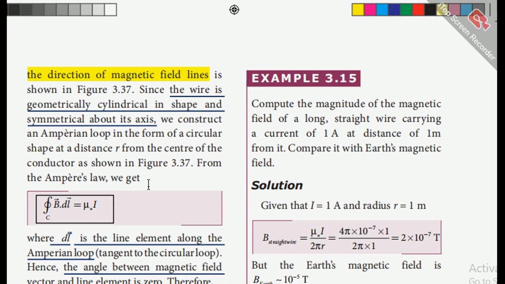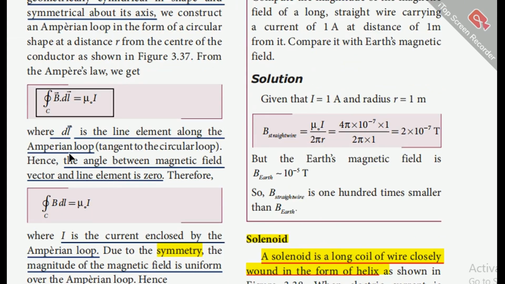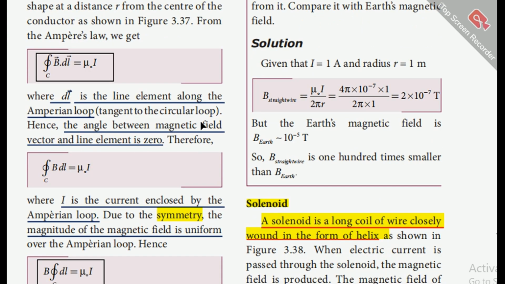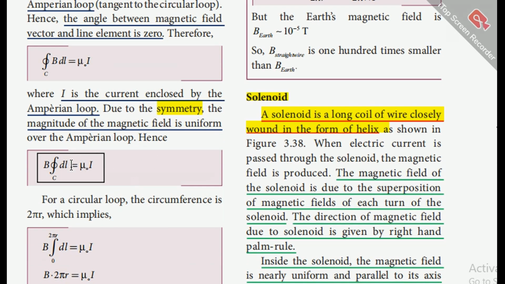From the Ampere's law, we get this expression closed integral B dot dl equal to mu naught I. dl is the line element along the Amperian loop, which is tangent to the circular loop. Hence, the angle between the magnetic field vector and line element is 0. Therefore, closed integral B dot dl equal to mu naught I, where I is the current enclosed by the Amperian loop. Due to the symmetry, the magnitude of magnetic field is uniform over the Amperian loop. Hence, B closed integral of dl is equal to mu naught I.